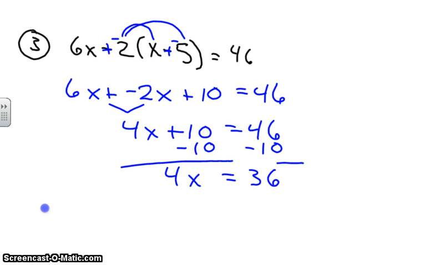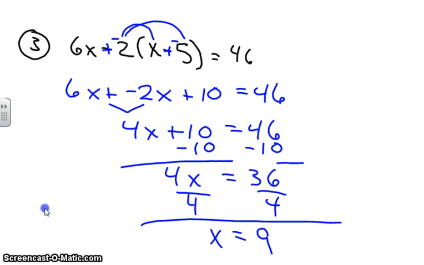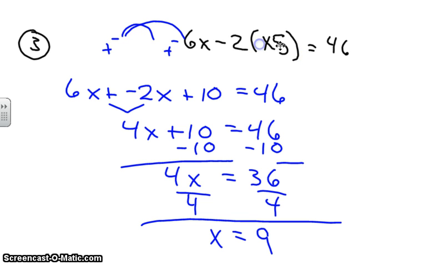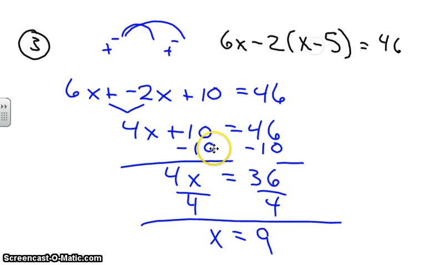And what will we do? Divide by 4. X equals 9. And did you check it back in the original? Let me pull the original out. Let's see if I can get it to come together here. Good. Okay, let's plug our 9 in here first.